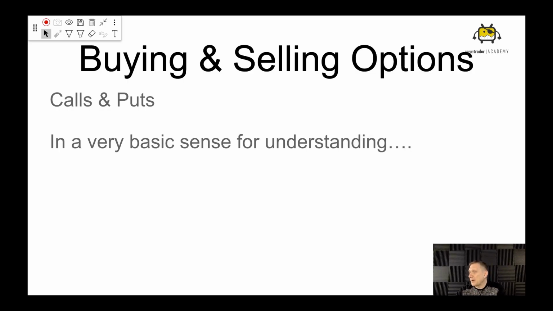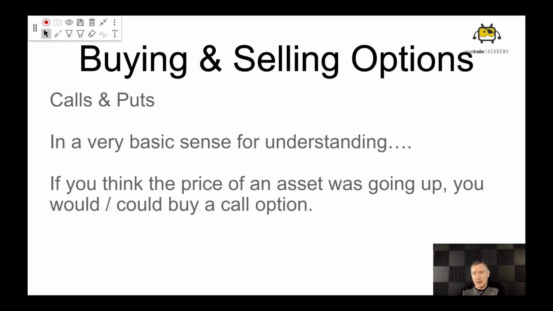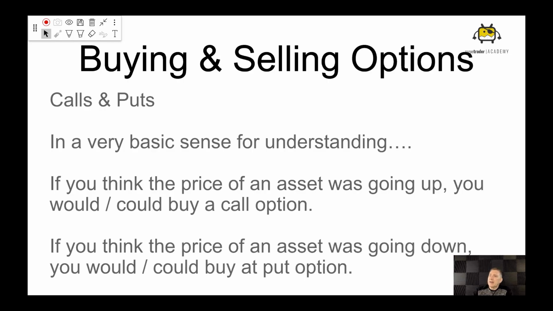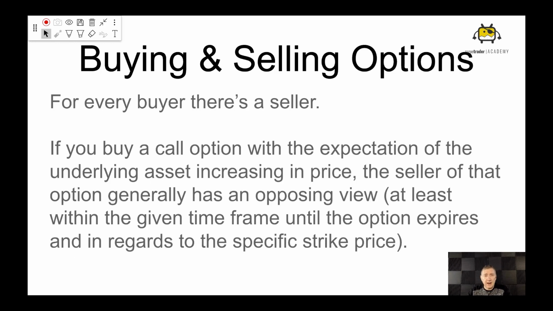In a very, very basic sense of the understanding, if you think the price of an asset is going to go up, you would probably buy a call option. That would be the most likely thing you would do. If you think the price of an asset is going down, you would buy a put option, very simply. And for every buyer, there's a seller. There has to be, right? There has to be 2 parties to this transaction.